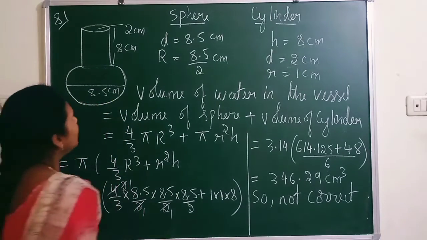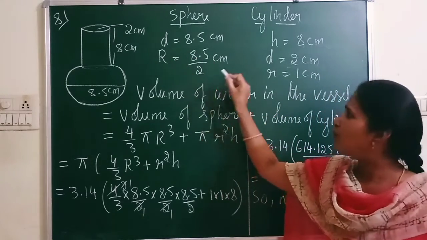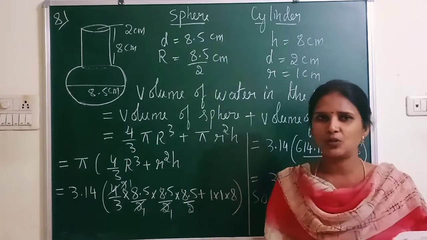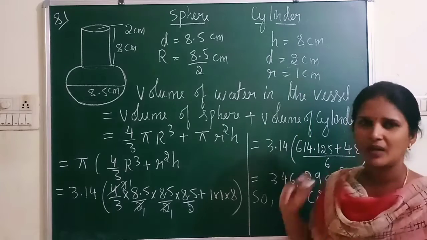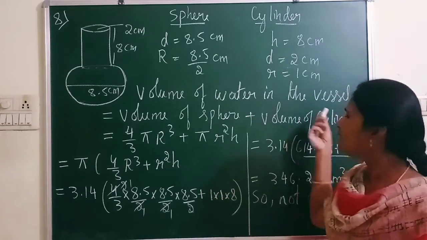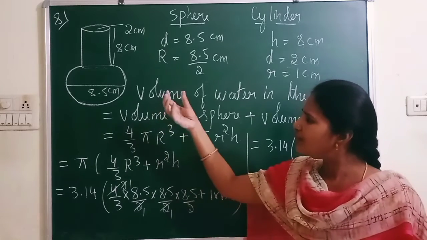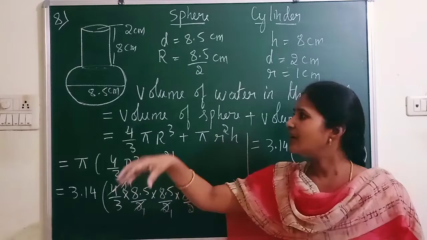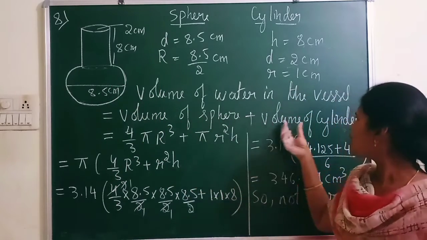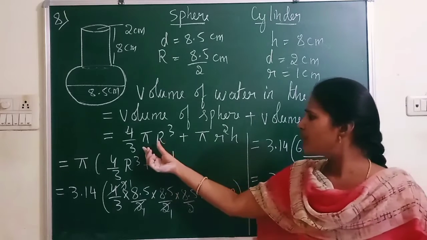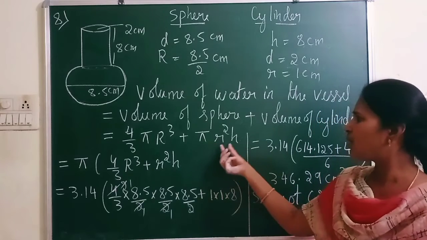So now we know the diameter of the sphere is 8.5, radius is 8.5 by 2. Don't cancel this because in the formula we can cancel 2 easily. So for the cylinder, h is 8 cm, diameter is 2, radius is 1. Now the volume of water in the vessel equals, here I am not doing any subtraction because no 3D figure is inside any vessel. So it is one upon the other. So what you have to do here is volume of sphere plus volume of cylinder. What is the volume of sphere? 4 by 3 pi capital R cube plus the volume of cylinder, pi small r square h.